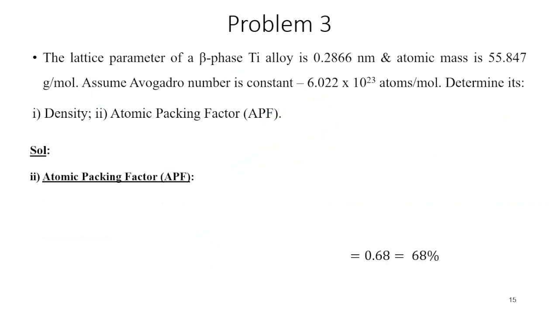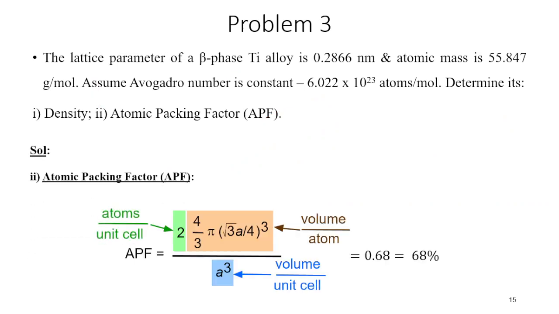Next, the answer is here. We have to find first the atomic packing factor, then we will go for the density. So the volume of the unit cell is a cubed, and this is the volume of the atom, which we already know, and the number of atoms in BCC is 2. When we solve this, we already know the answer is 68%. That is the atomic packing factor.